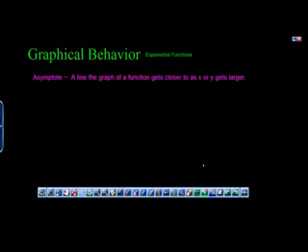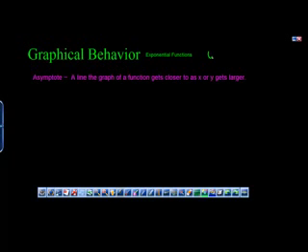Now let's take a look at graphical behavior for exponential functions. A term you will need to know when looking at graphical behavior is asymptote. Asymptote is a line the graph of a function gets closer to as x or y gets larger. As we go through these next three examples, I will be labeling and showing you the asymptote for each graph.